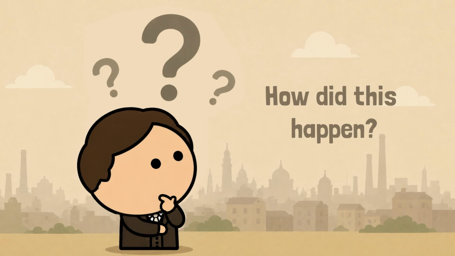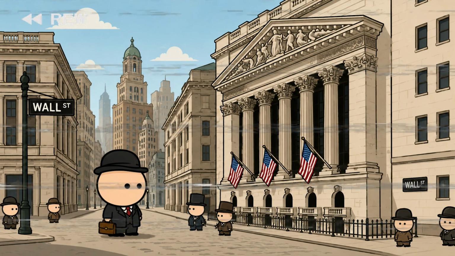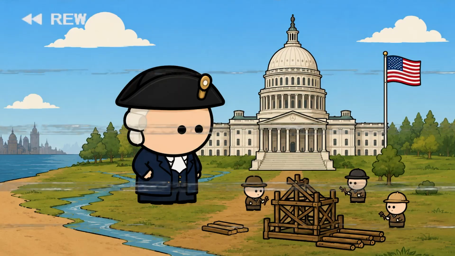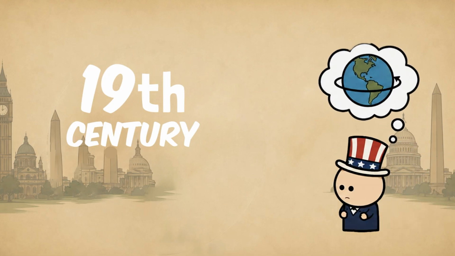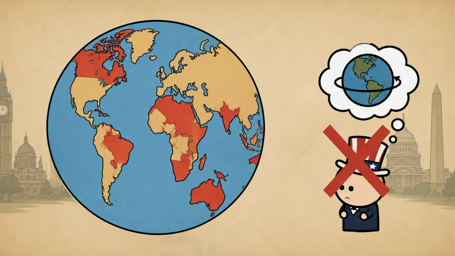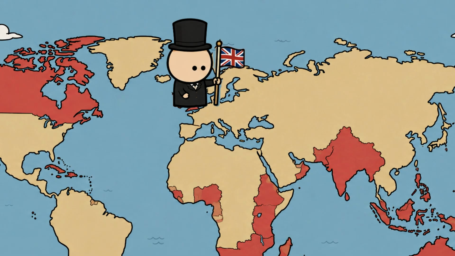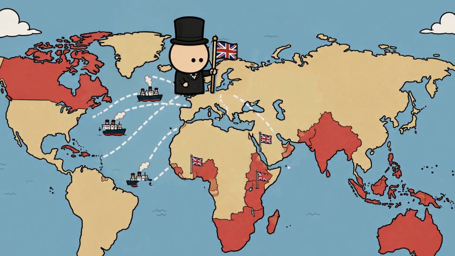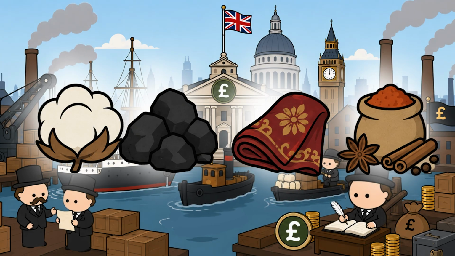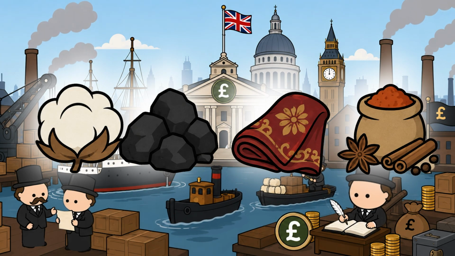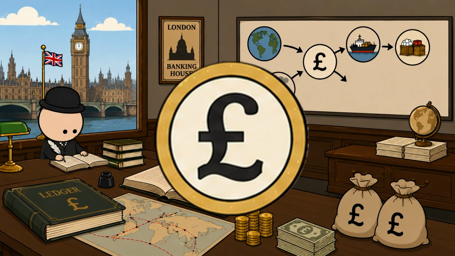To understand how the dollar took over the world, you first need to rewind. Way back, before Wall Street, before Washington even mattered. For most of the 19th century, the world didn't revolve around America. It revolved around London. The British Empire controlled nearly a quarter of the world's landmass, but land wasn't the real power. Trade routes were. Ships carrying cotton, coal, silk, and spices. All of them moved through British-controlled ports, financed by British banks, and settled in one currency, the British pound.